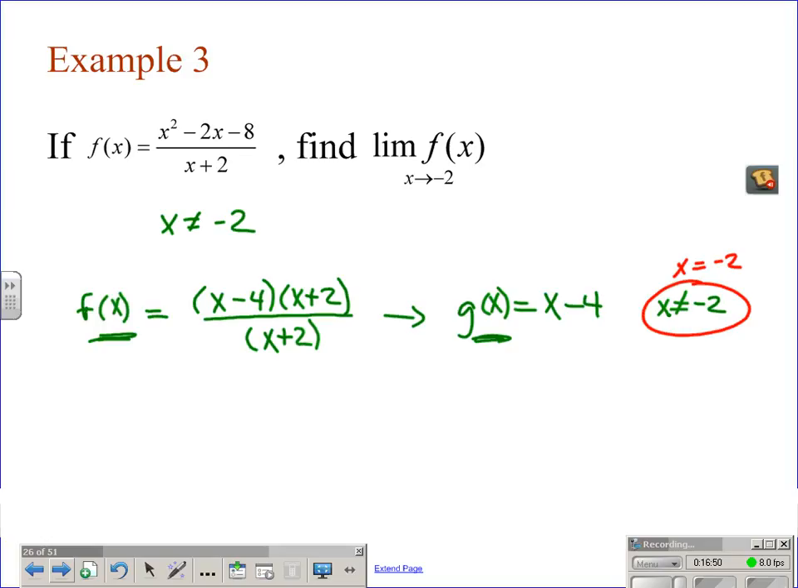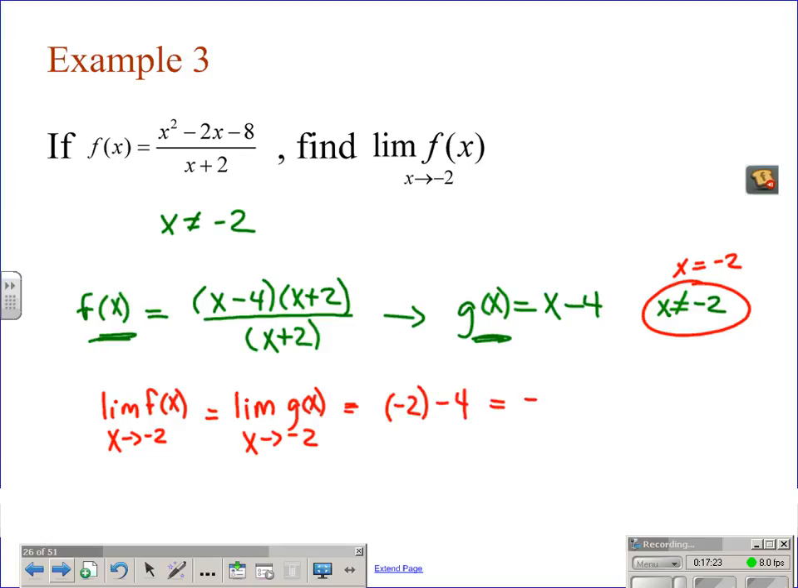So what that means is that since they have the exact same behavior, the limit of f of x as x approaches negative 2 is going to be the same as the limit of g of x as x approaches negative 2. Now you notice that g of x is a polynomial function, so all we have to do is plug in negative 2 for the x. So we have negative 2 minus 4, and that's going to give me negative 6. So the limit of f of x as x approaches negative 2 is negative 6, and it's using the limit theorem that we were able to come to that conclusion.